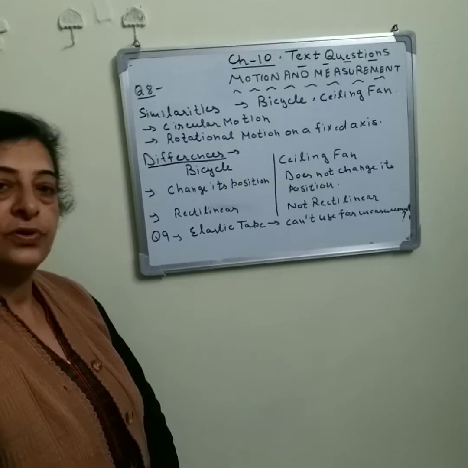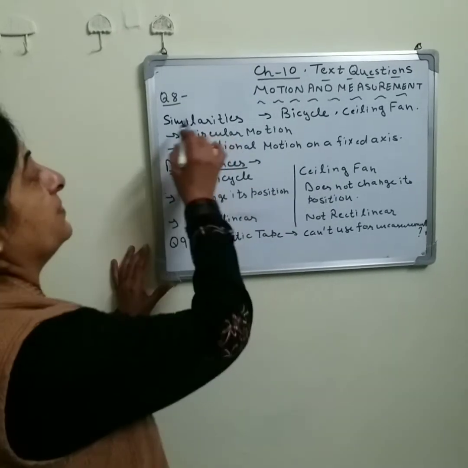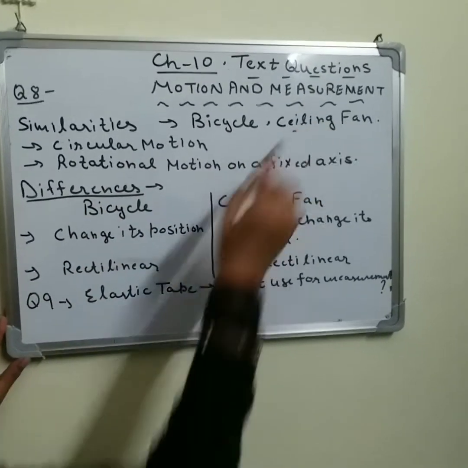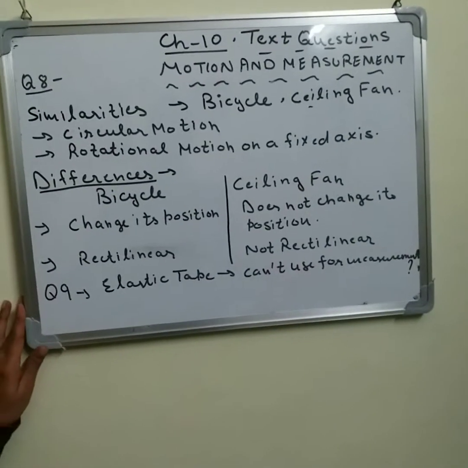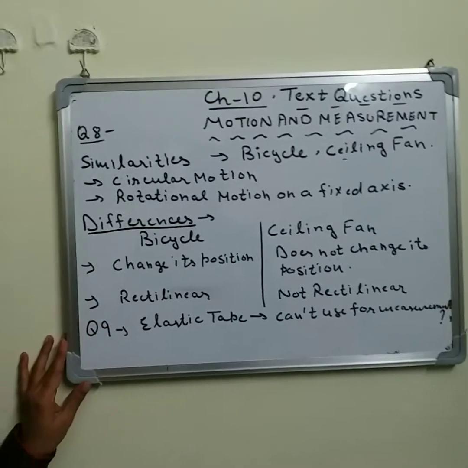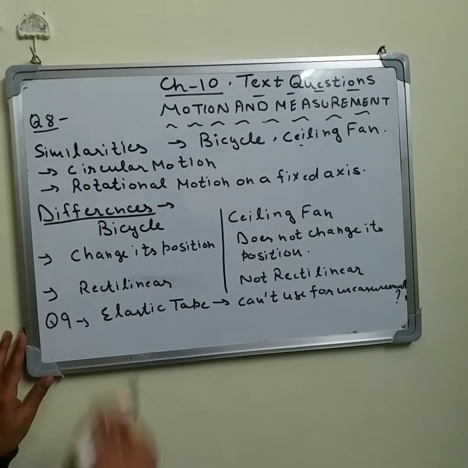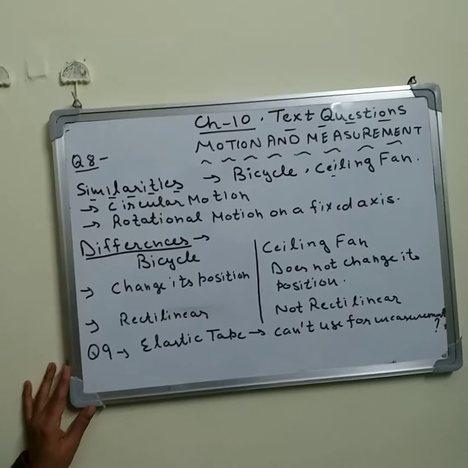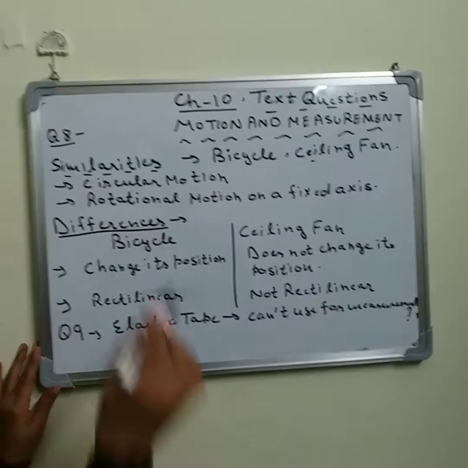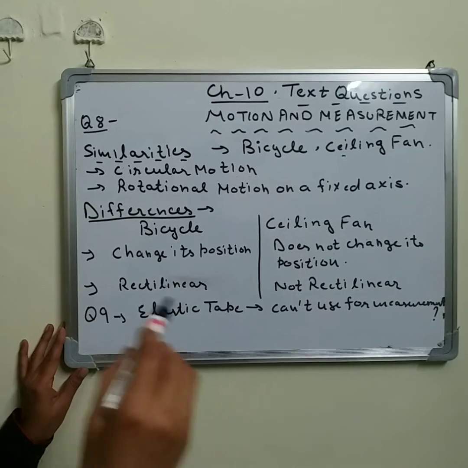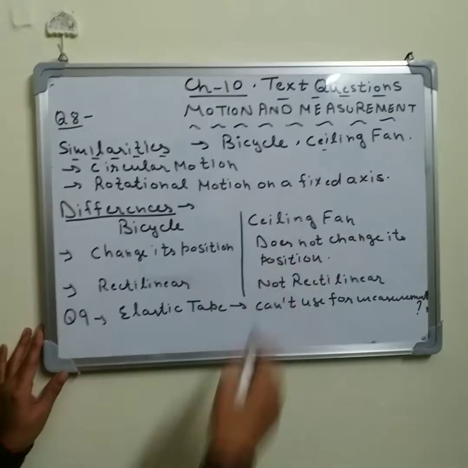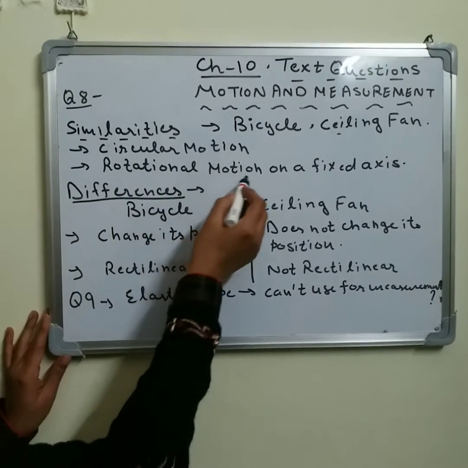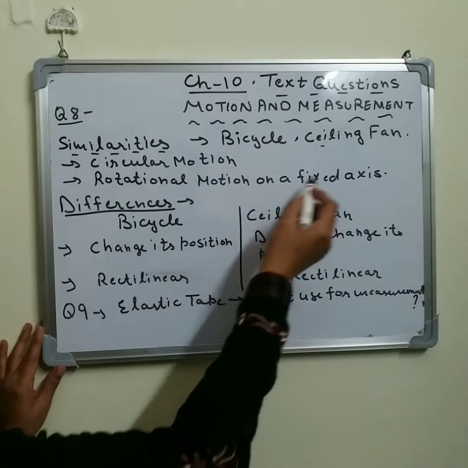The next problem for you: you have to find out the similarities and differences between the motion of a bicycle and the motion of a ceiling fan. Let us try to find out. First of all, similarities. When we see the motion of a bicycle and the motion of a ceiling fan, both show circular motion. The wheels of a bicycle and the blades of a ceiling fan both show circular motion as well as rotational motion, as they move around a fixed axis.